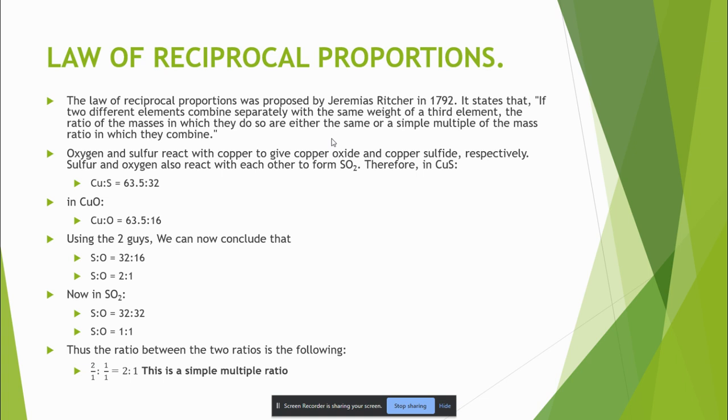Yes. Let's now come to SO2. In SO2, S to O is going to be what? Don't forget S is 32. Oxygen is 16, but 16 times 2 is 32. That's 1:1, right? So let's now look at the two ratios. We have 2:1 for the first one, then 1:1 for the second one. It is a simple multiple ratio. That's just the idea here.